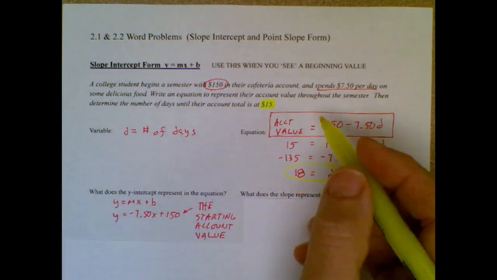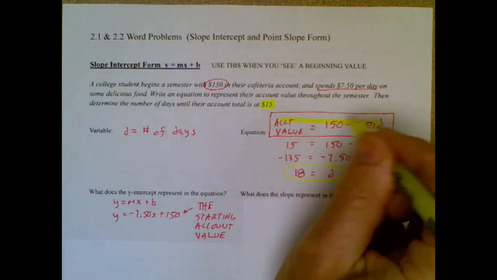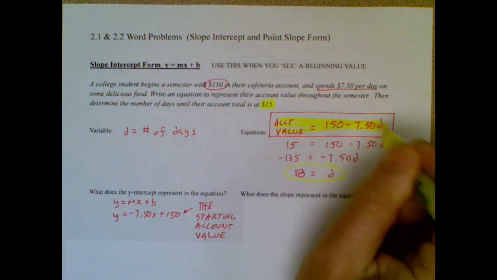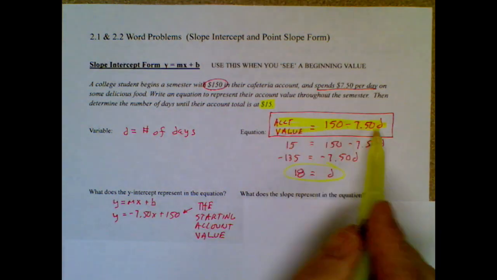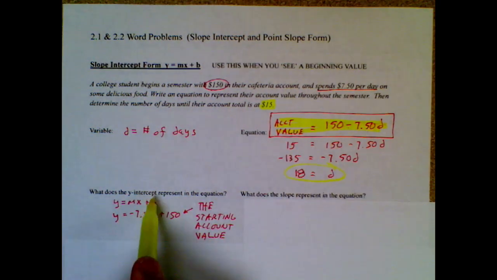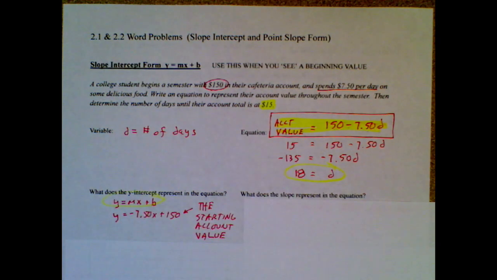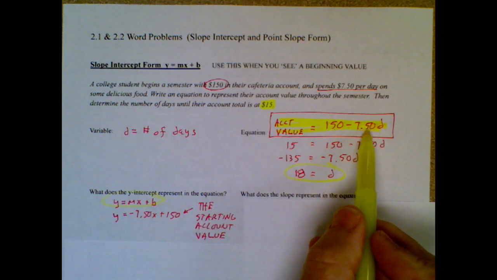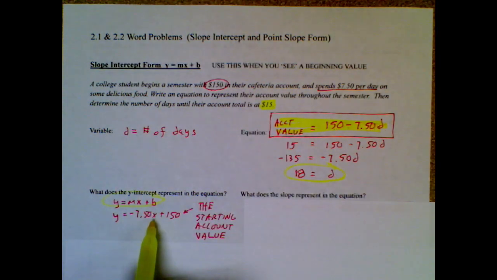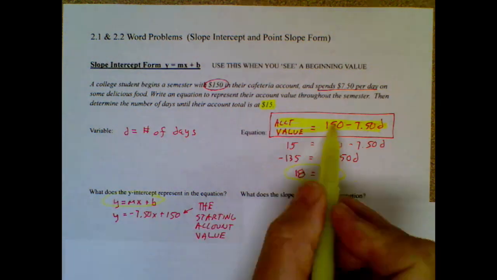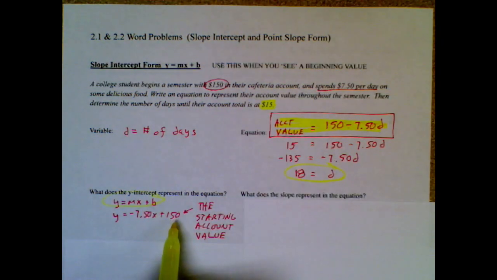But now let's take a look at this equation that we built. And it's in y equals mx plus b form, but it's slightly distorted. So I'm going to go down here and write out y equals mx plus b. And the 7.5d, this is minus 7.5x. The 150 is the y-intercept.